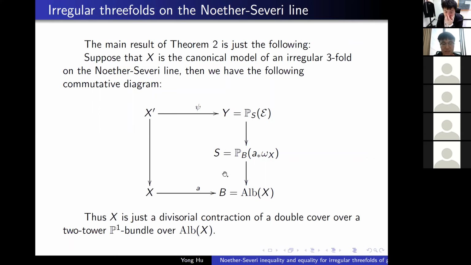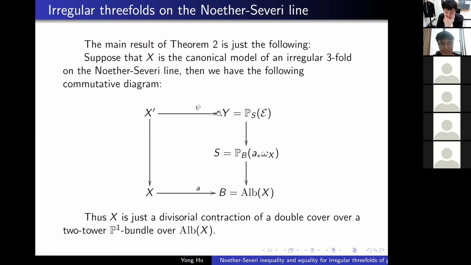So first we have a P1 bundle over B. This is the surface. We consider the relative canonical map from X to S. And then we consider the relative canonical map of X prime to S. In this case, the general fiber is a curve of genus 2, and it's a smooth curve of genus 2. Now, this relative canonical map induces a flat double cover to a P1 bundle over S.